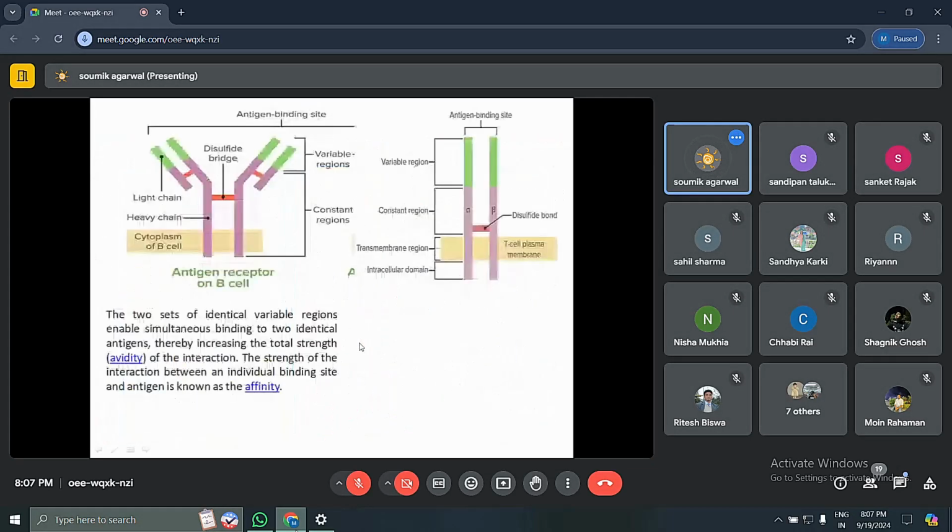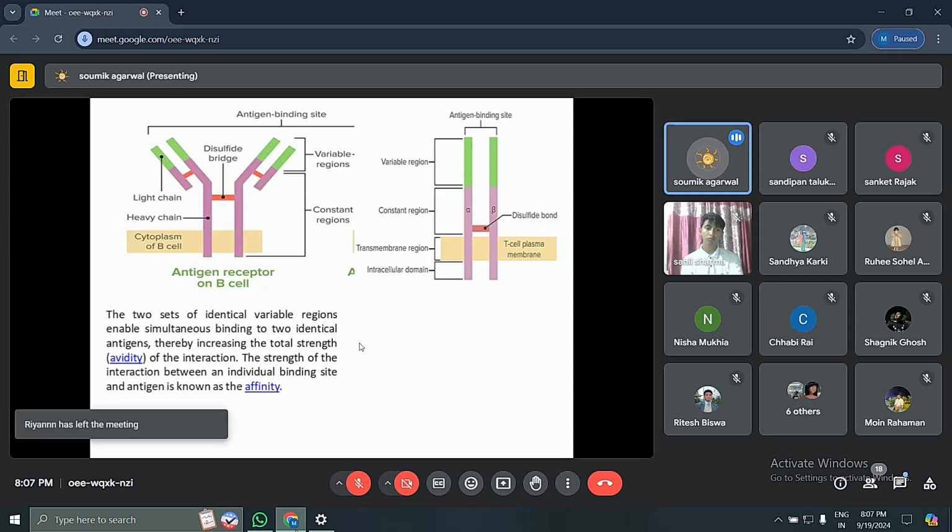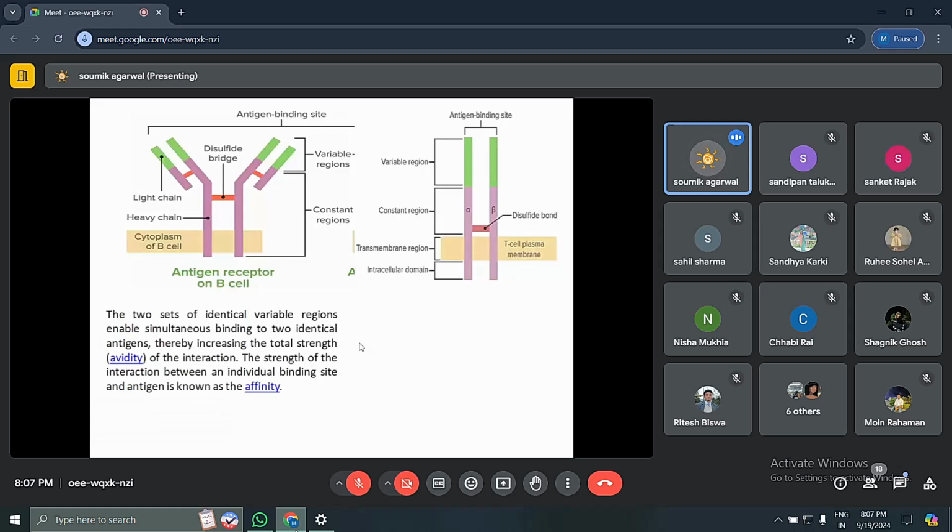So, what I have mentioned: if the infection is new, then it will take 5 to 10 days for the body system to produce antibodies. Second, if you are getting infected again with that very pathogen, it is called the secondary infection. Primary one takes 5 to 10 days, secondary 1 to 3 days.